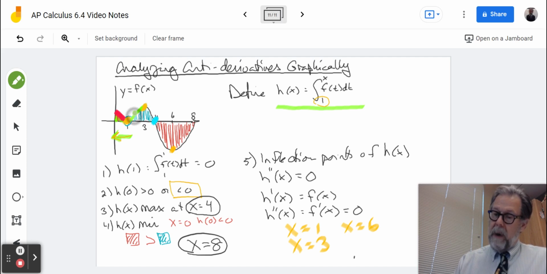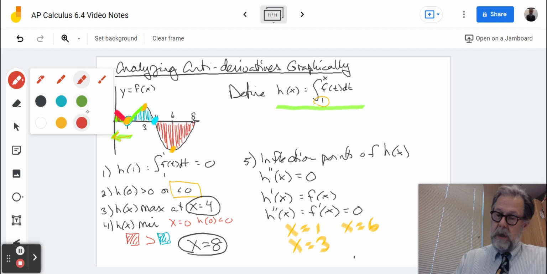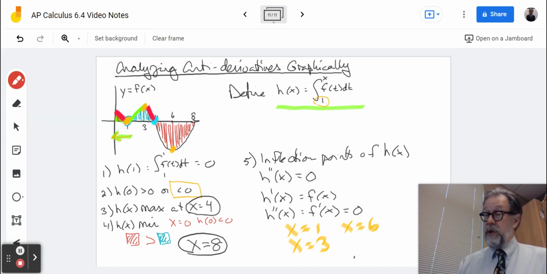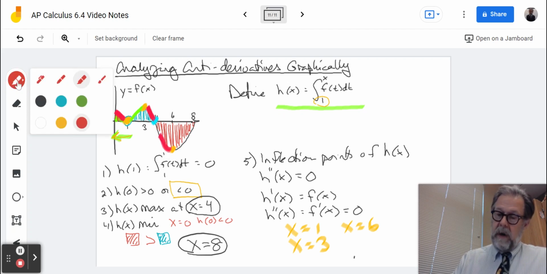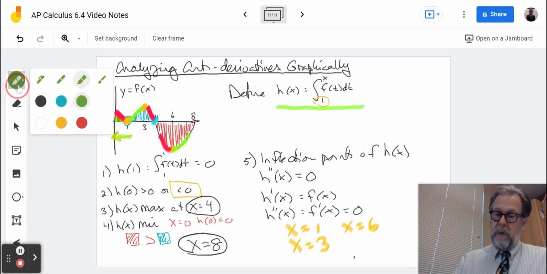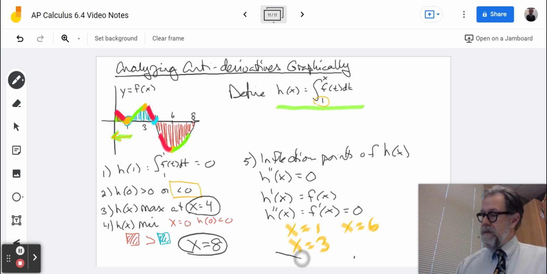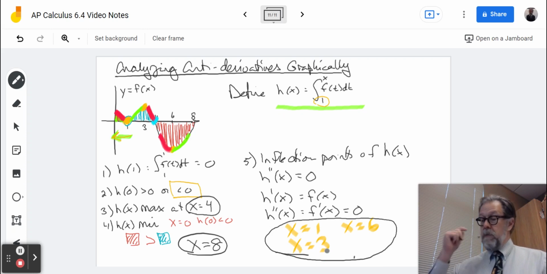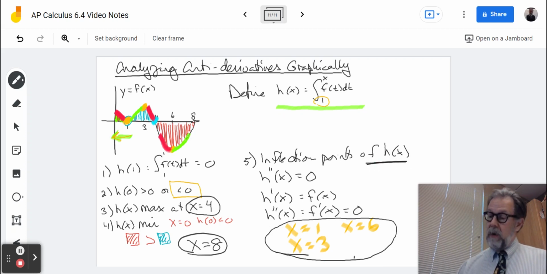It is going up over here and down over here. So there's an inflection point at 3. It changed from up to down. And it's going down right there, and it switches to up right there. So there's another inflection point. I have 3 inflection points at x equals 1, x equals 3, and x equals 6. Inflection points of h of x, which is defined as the integral.